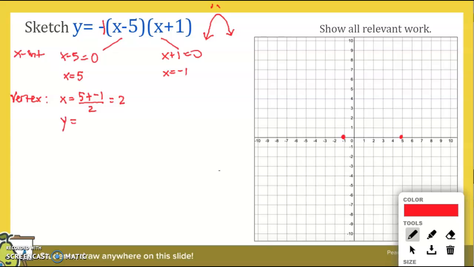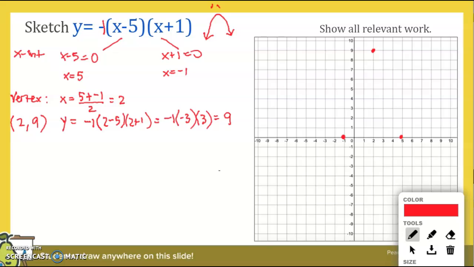So you substitute x value 2 into my original equation. Don't forget my negative 1 here because that's going to come into play. So then negative 1 multiplied by 2 minus 5 multiplied by 2 plus 1. So 2 minus 5 is negative 3. And 2 plus 1 is positive 3. Negative 3 times 3 is negative 9, times negative 1 is positive 9. So my vertex coordinate is going to be 2, 9. So let's plot that. 2, 9 is right here.